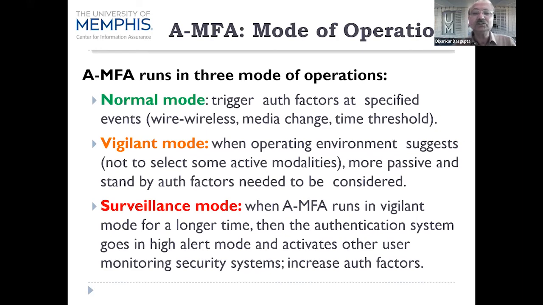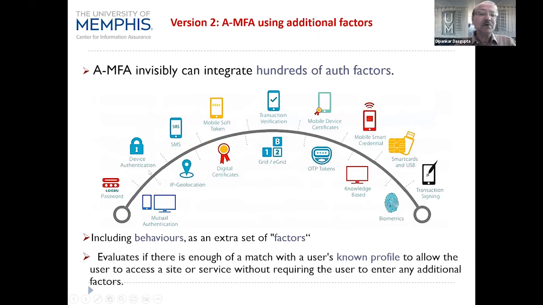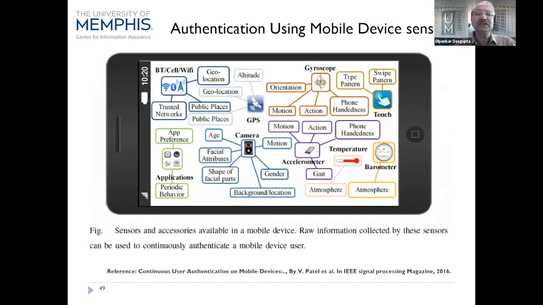And in our version 2, we consider a number of other information from the mobile devices, which was primarily for mobile device authentication, and that's the expansion. And now there are more behavioral aspects, like GPS location, camera, gyroscope, walking pattern, and all this can be captured as different modalities for user authentication.